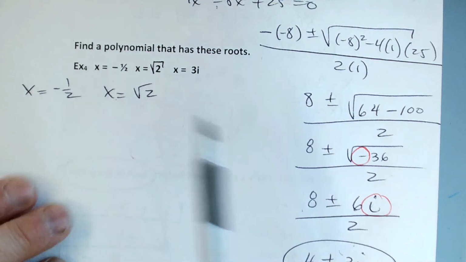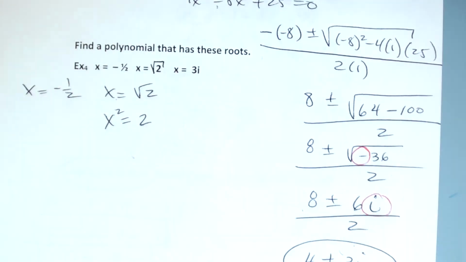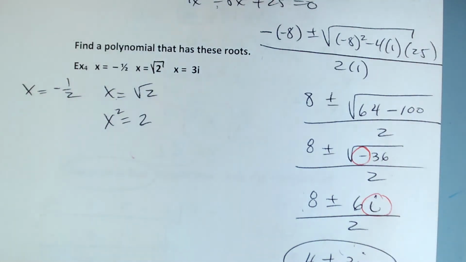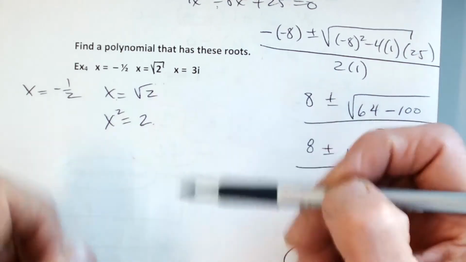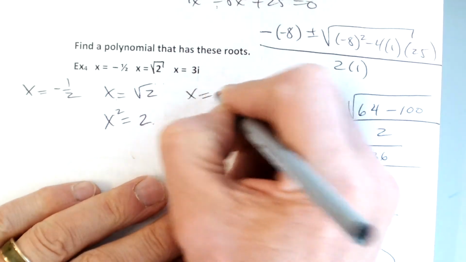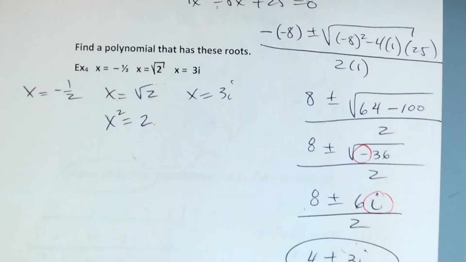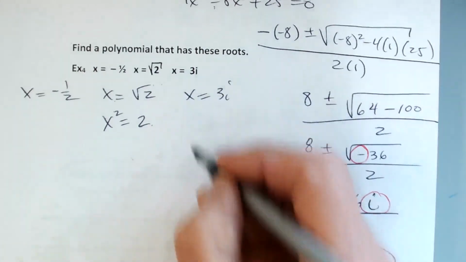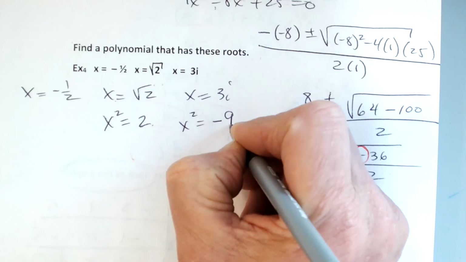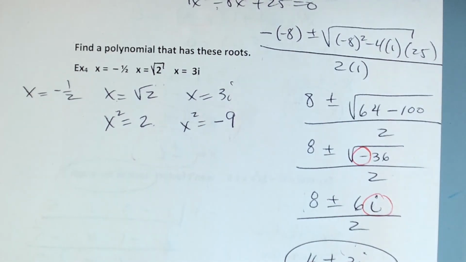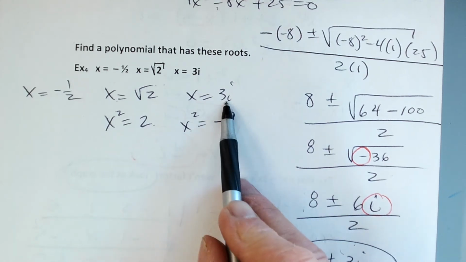Well, it would have had to originally be x squared equals 2. Does that make sense? To get a square root of 2, it would have had to be x squared equals 2, because I square root it, right? And I have x equals 3i. But how did I get that original problem? It would have probably been x squared equals negative 9, because if I take the square root of negative 9, I'd get 3i, okay?